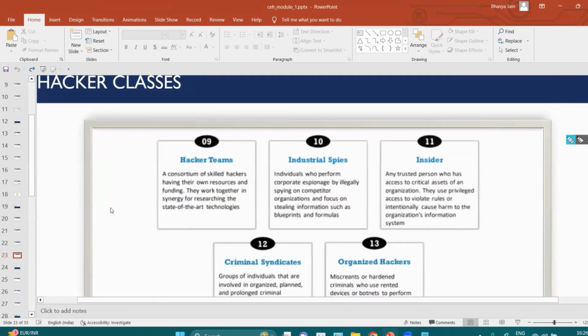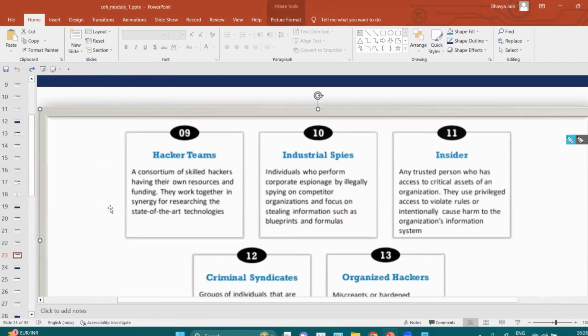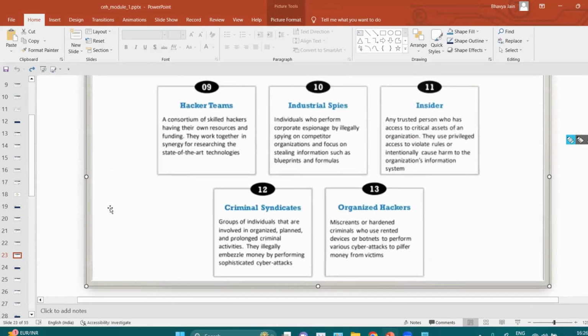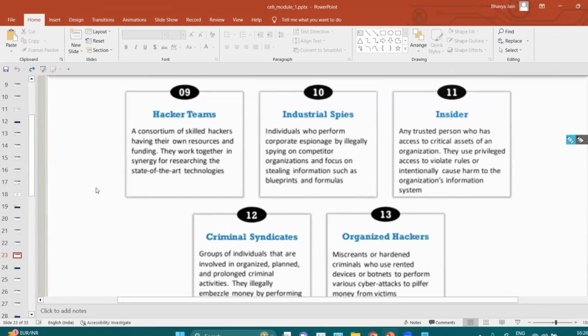Then we have hacker teams, which are teams of skilled hackers who are skilled in different parts of cybersecurity. For example, someone is skilled in malware development, someone is skilled in website hacking, someone is skilled in Windows hacking, etc. Those are known as hacker teams.